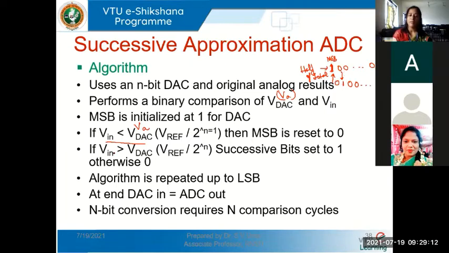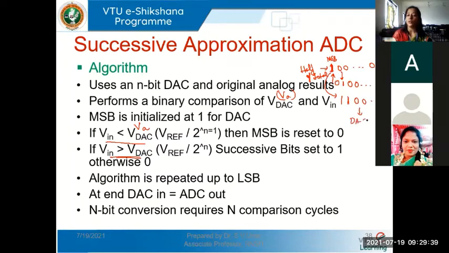But if the input voltage was higher than this DAC output, so if VIN was more than the DAC output voltage, then this bit will be retained as 1 and the next bit will also be set to 1 for the next round of conversion and comparison. So the rest are all zeros.